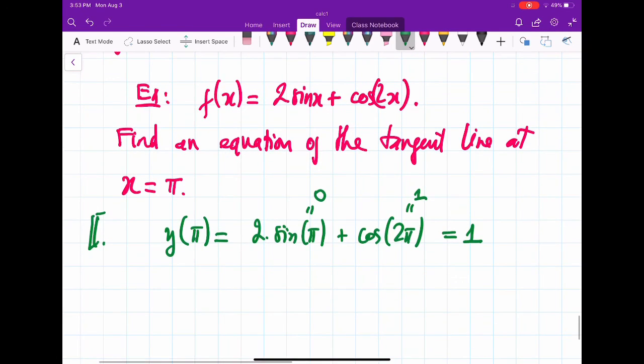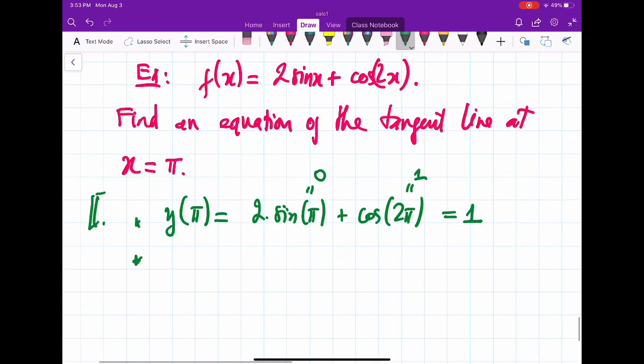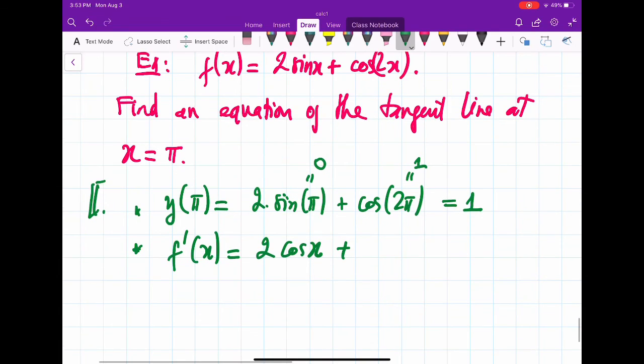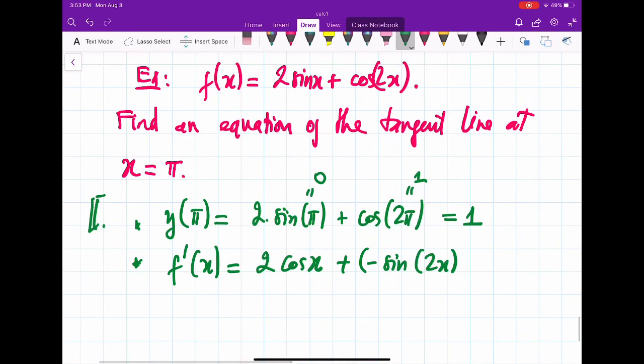Good. Now we need to find the slope. So we have to differentiate, right, the function. The derivative is 2 cosine x plus, for cosine of 2x, I need to use the chain rule. I have negative sine of 2x. How about that? Because the derivative of cosine is negative sine, right? And I keep 2x in here times the derivative of the inside, which is 2, because 2 is the derivative of 2x.